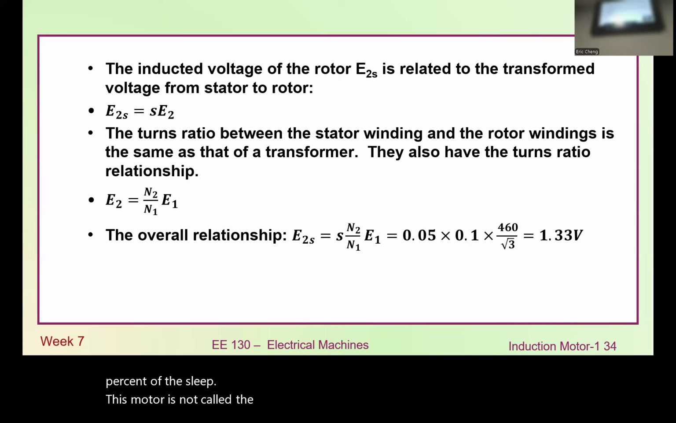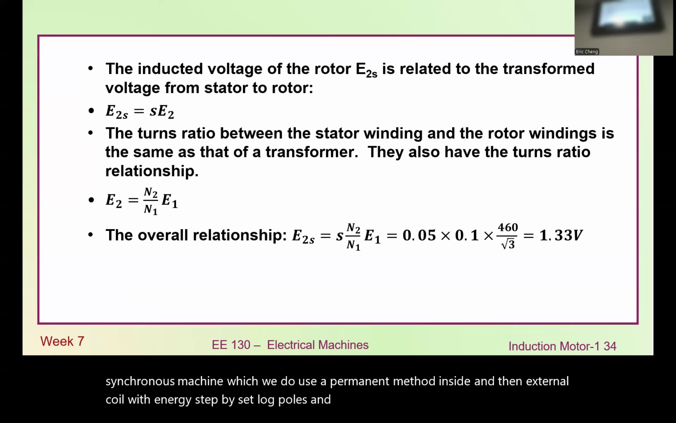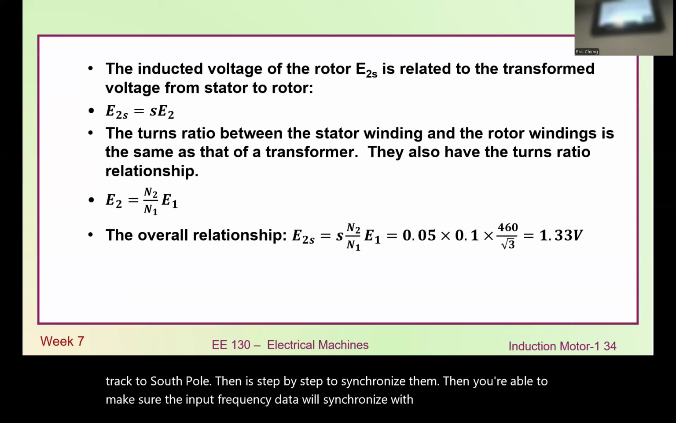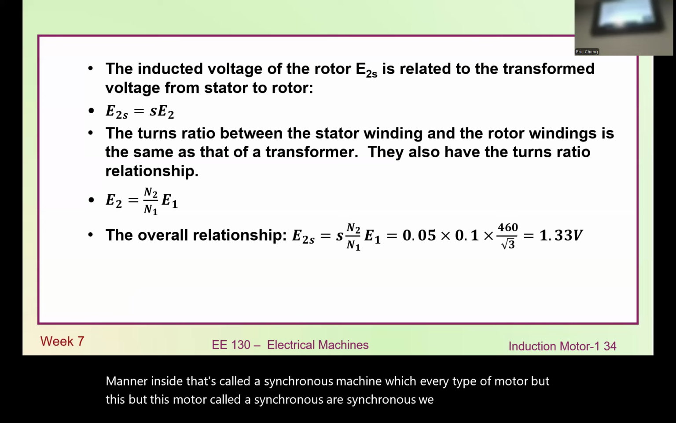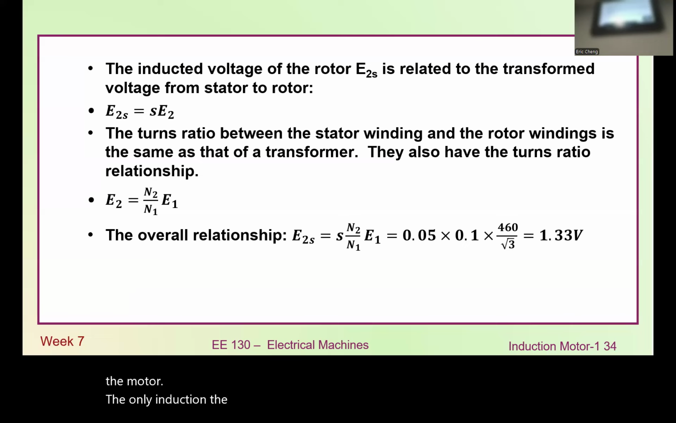We do have another type of machine called the synchronous machine, which uses a permanent magnet inside, and then the external coil energizes step by step. The north pole attracts the south pole, and then the next north pole attracts the next south pole. Step by step, you synchronize them, so you can make sure the input frequency and stator synchronize with the magnet inside. That's called a synchronous machine, which is another type of motor. But this motor is called asynchronous. We don't have a PM inside the motor. We only have induction. The induction coil, which is the rotor, you try to build up a field there.